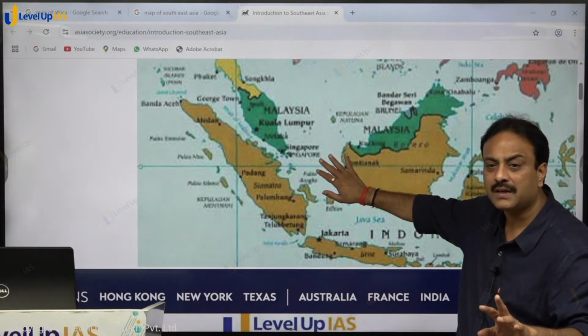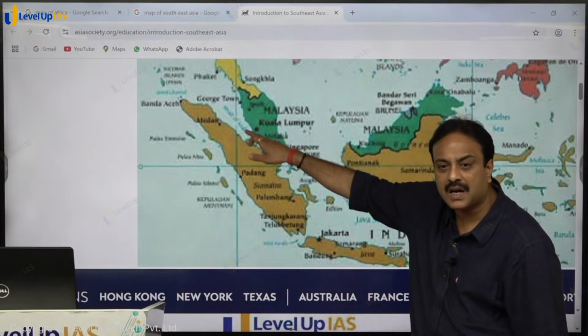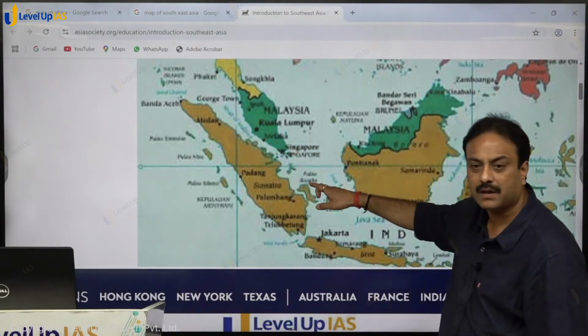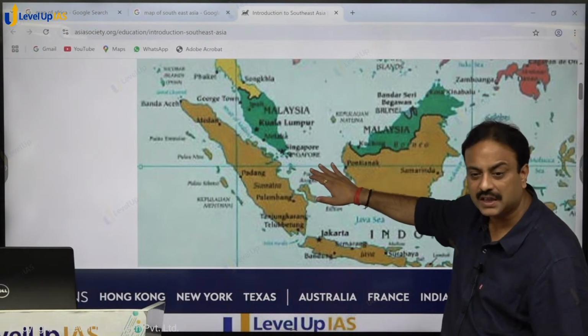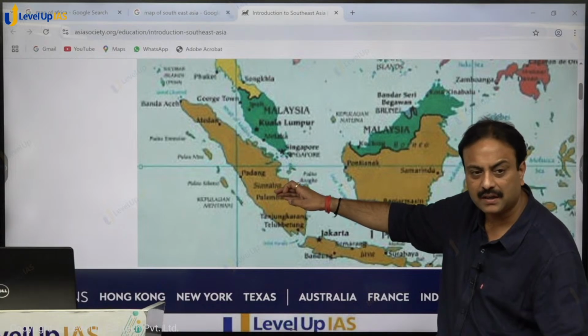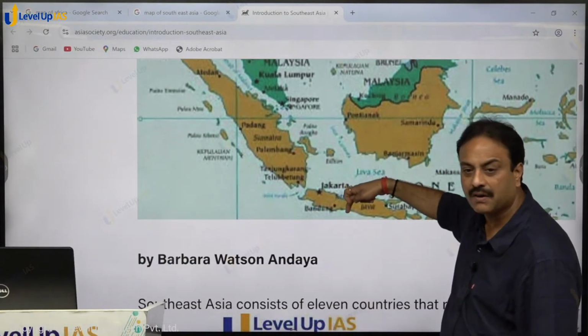ये बात समझ में आती है? Clear? The second statement is written about Strait of Malacca. So the Strait of Malacca is right from here up till here. The same is called the Singapore Strait. It separates Singapore from Indonesia. Correct?